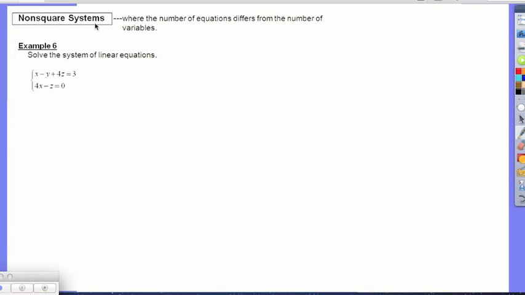Okay, there are times when we will have some systems that are what we call non-square. Like here, we have 3 variables, but we only have 2 equations. So the system doesn't really match up with the number of variables that we have. That's why it's called a non-square. So we can still solve this, but instead of doing the addition or the elimination method, we usually have to do substitution.